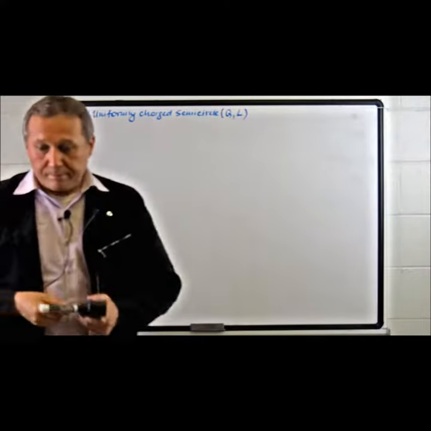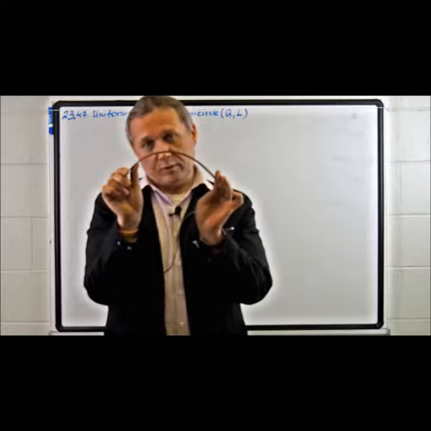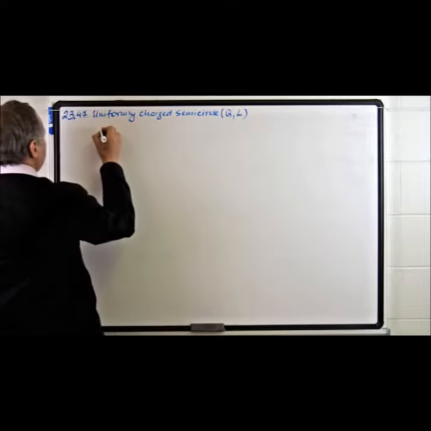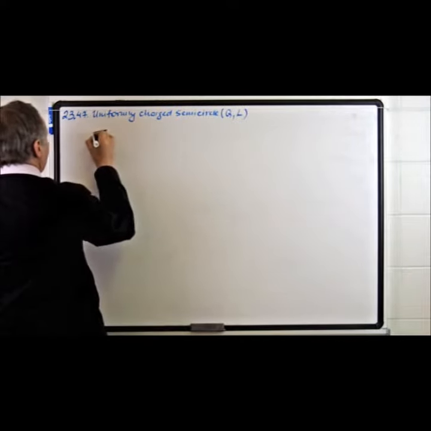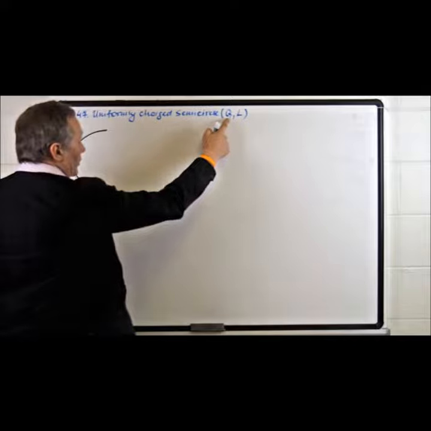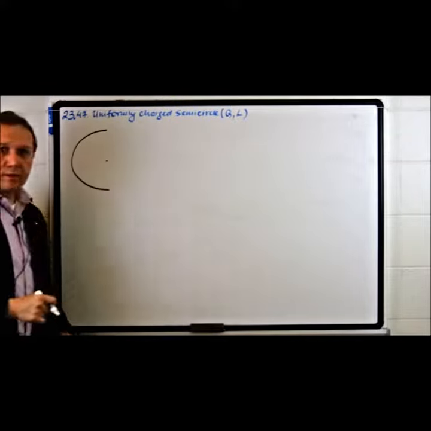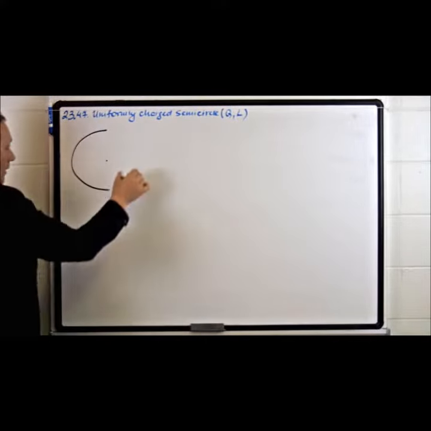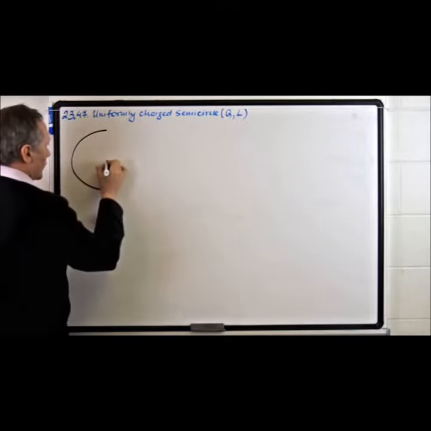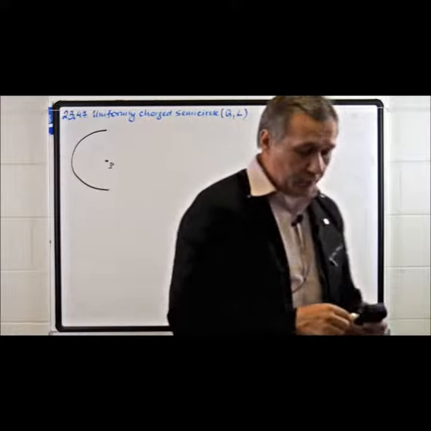Since the rod is flexible, we bend it into a semicircle. And so now we have a semicircle. I will draw it here. Total charge Q, length of that L, and now we need to find the electric field at the center of this circle. Let me put point P. So we need to find the electric field created by this semicircle at the center. So that's the problem.